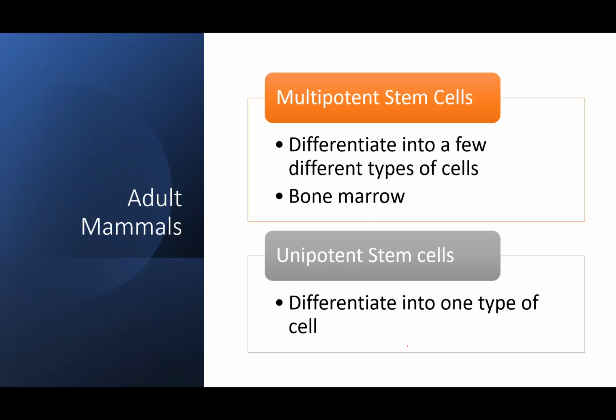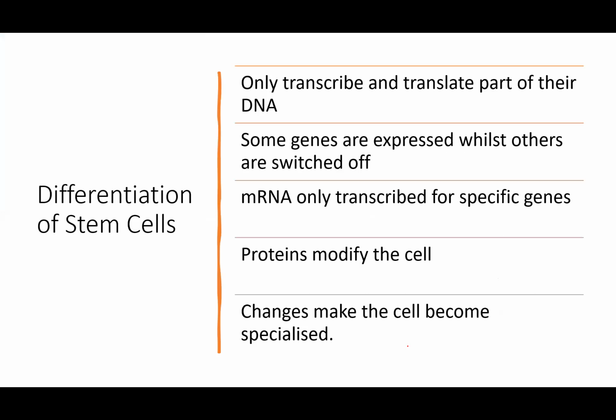So toti is absolutely everything, every single possible cell plus a placenta. Pluri is every single cell in the adult body apart from placenta. Multipotent is a few different types of cells, and unipotent, one type of cell.